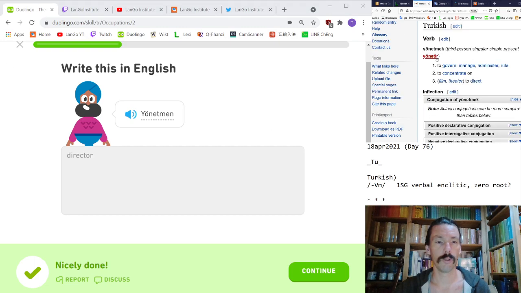So tell me, yönet. This is the third person, singular, simple, present. Yönetir, govern. Oh, this is the form. The inflected. Yönetir, right with an R. Yönetmek, govern, manage, administer, rule, concentrate on, or direct.